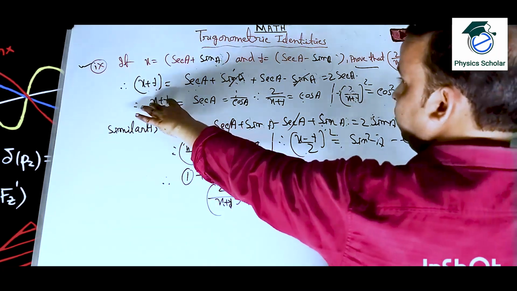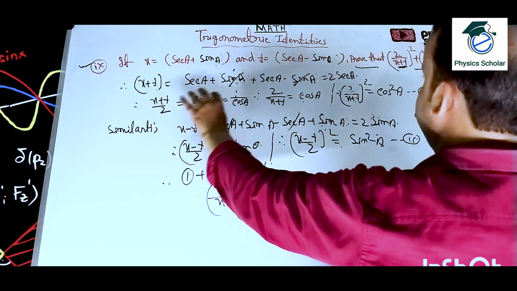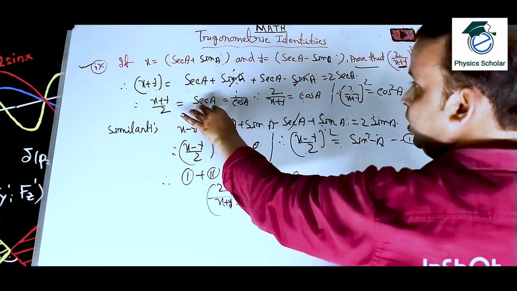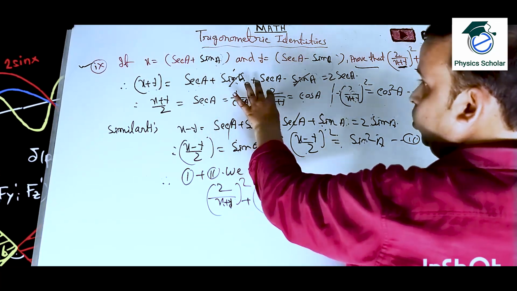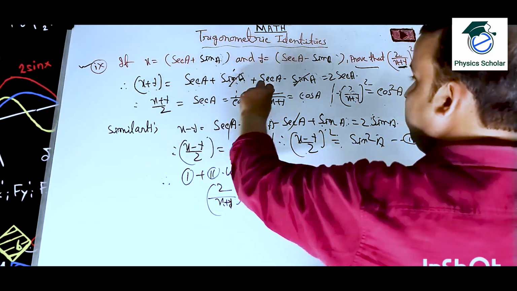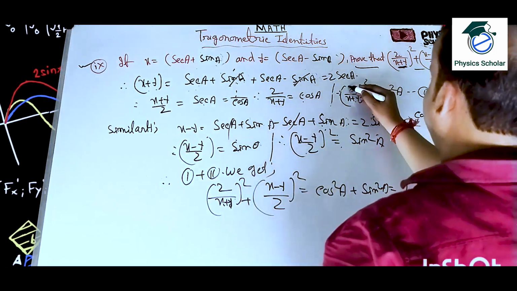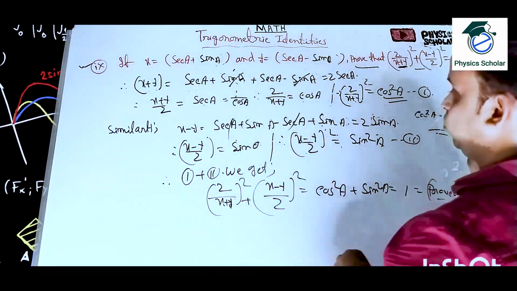So now x plus y by 2. Why? Because 2 is there. That's why x plus y by 2 is equal to what? So 2 is coming here. So only sec A. Sec A means what? 1 by cos A. So we just take the reciprocal of it: 2 by x plus y is equal to 1 by cos A means only cos A. Okay. Now 2 by x plus y whole square is equal to cos square A. That is the question number 1.